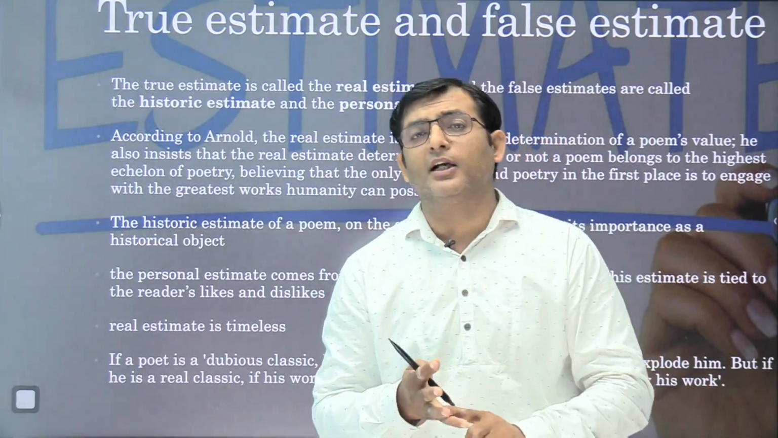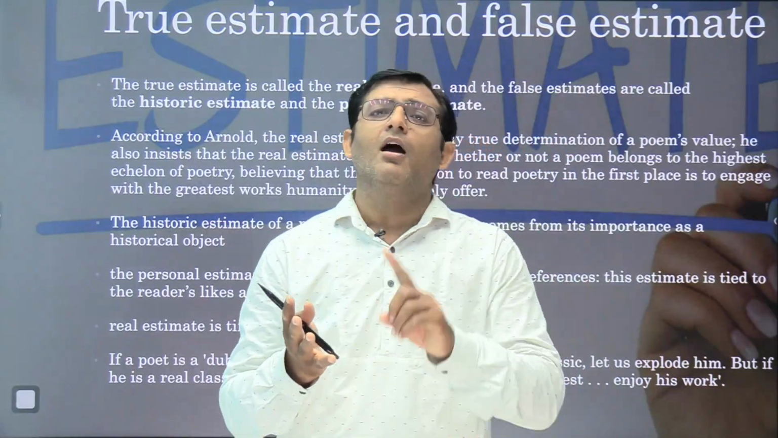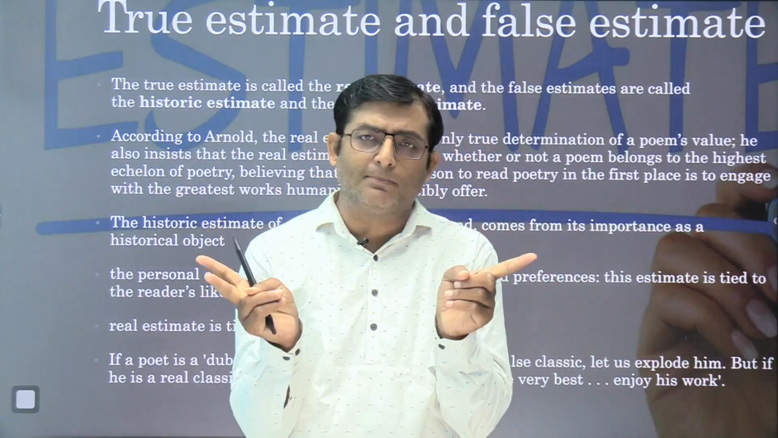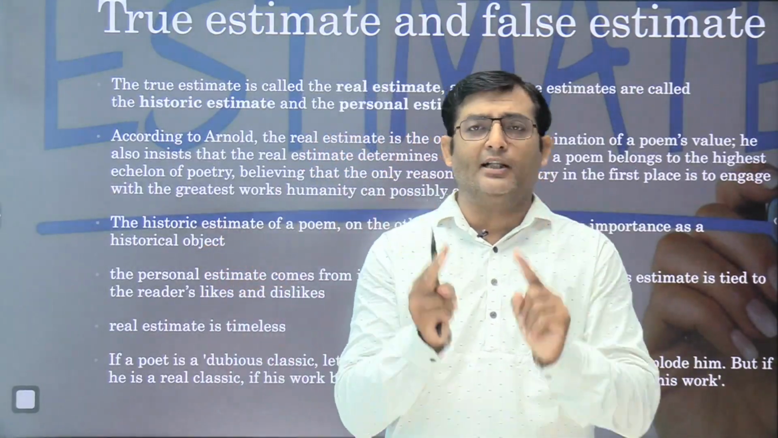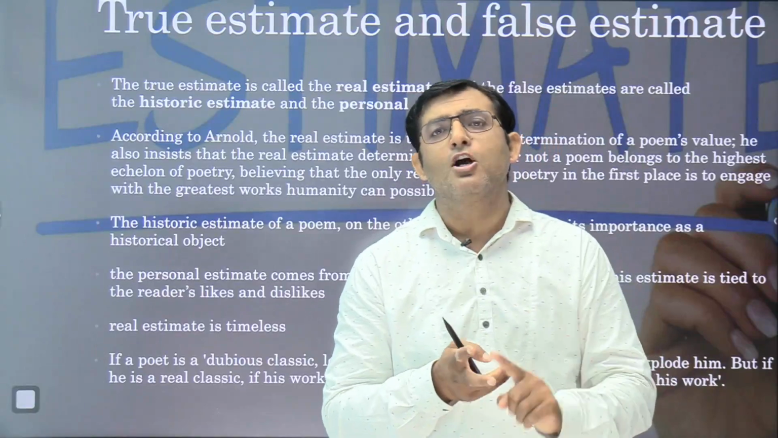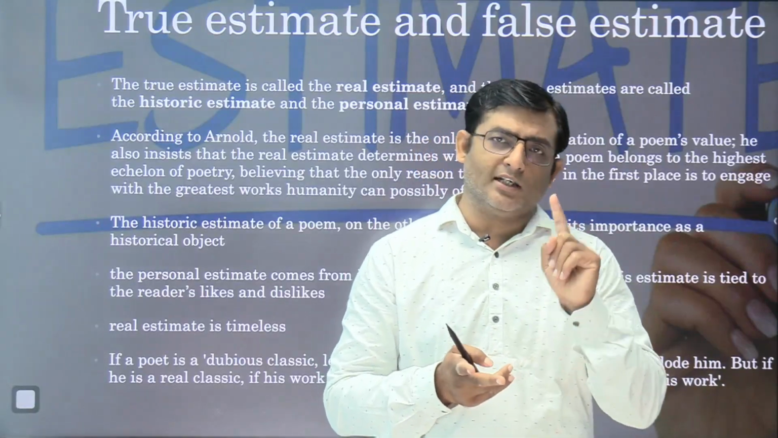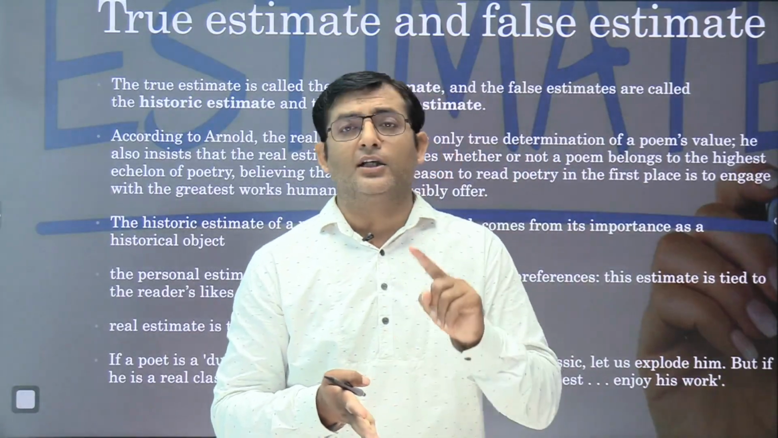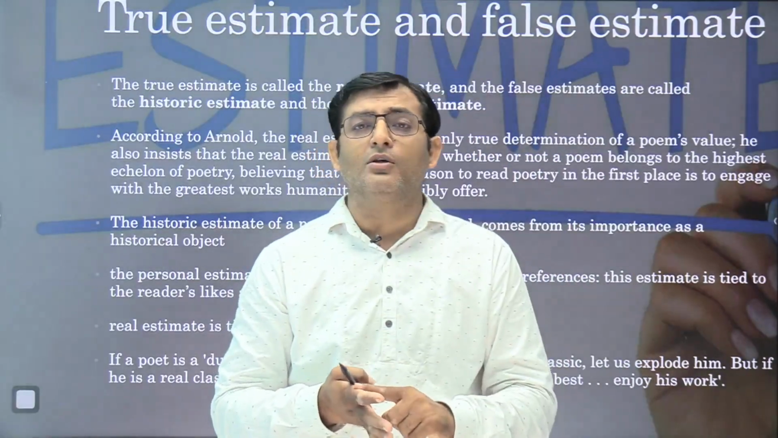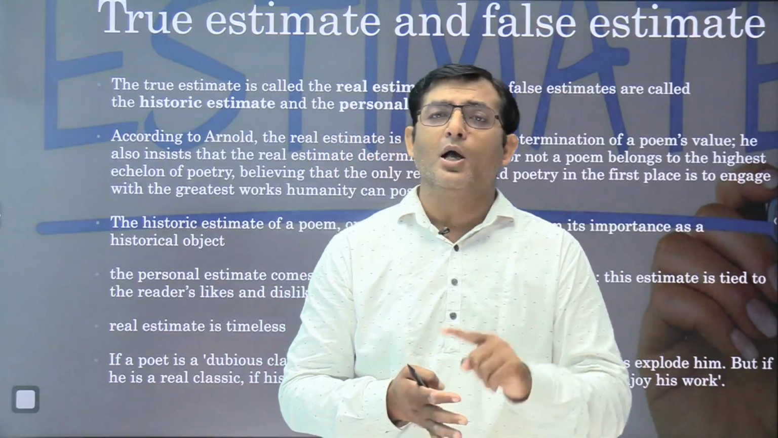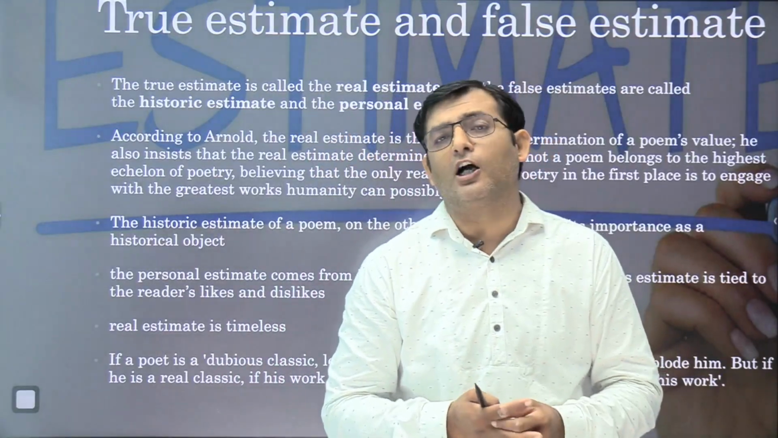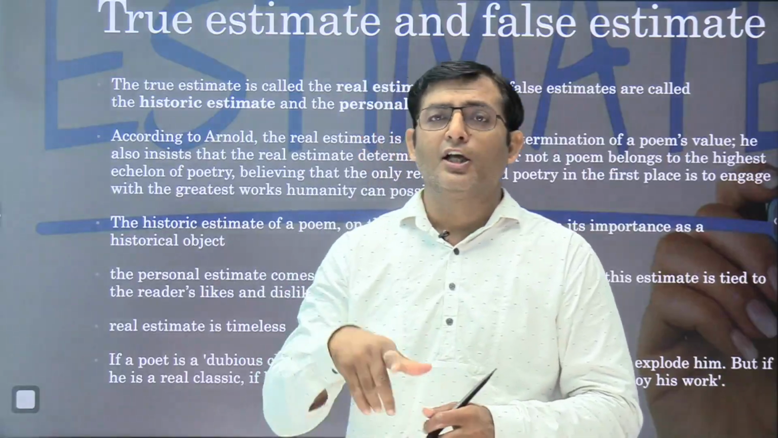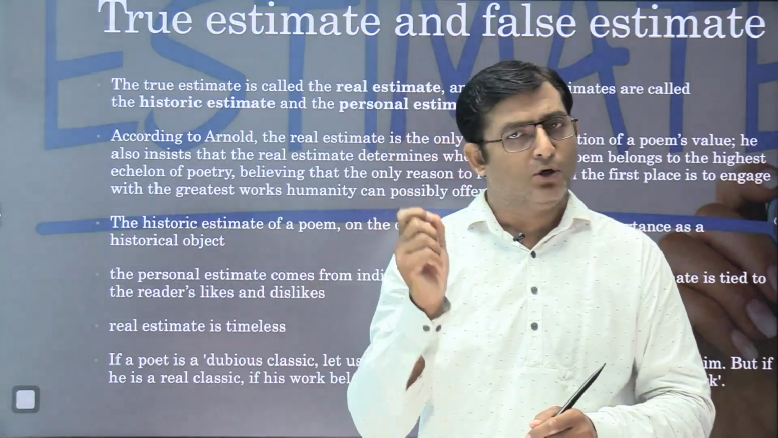Alright, historical estimate, personal estimate, and real estimate, that is true estimate, right? There are two types of estimations according to Matthew Arnold, true and false. True estimate is also known as real estimate. Real estimate is timeless, and false estimate is known as historic estimate and personal estimate, and both are bad for the judgment, both are bad for the evaluation of a piece of poetry.